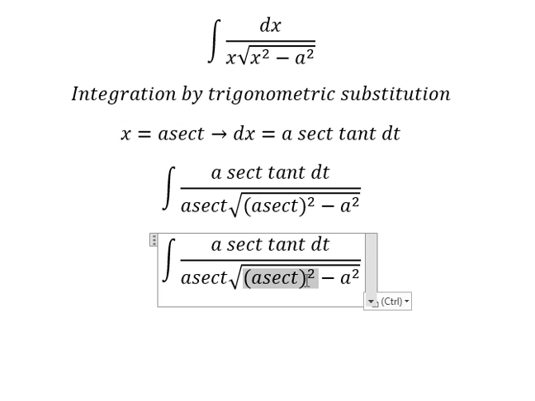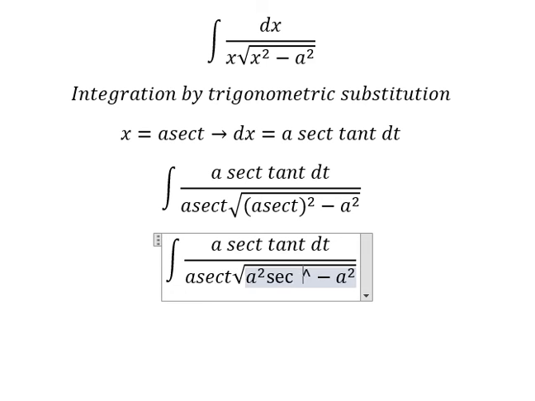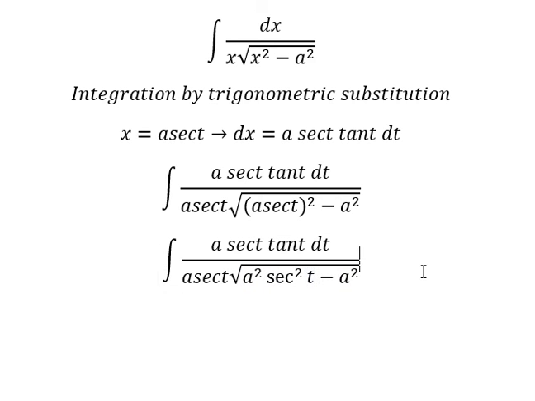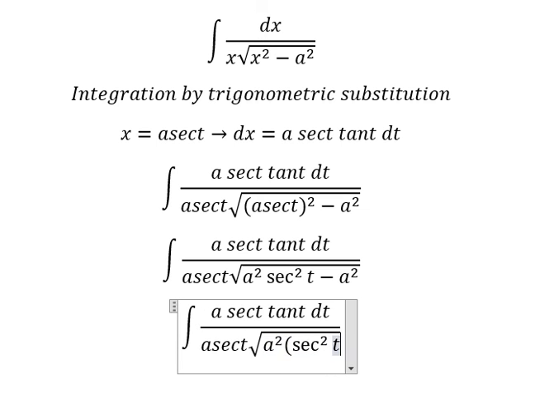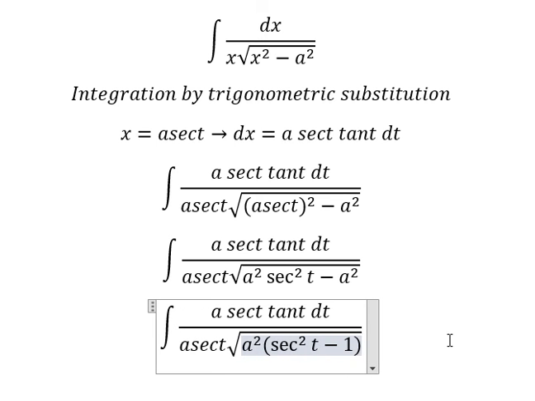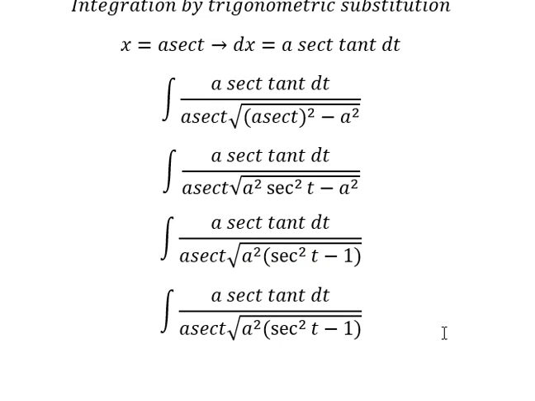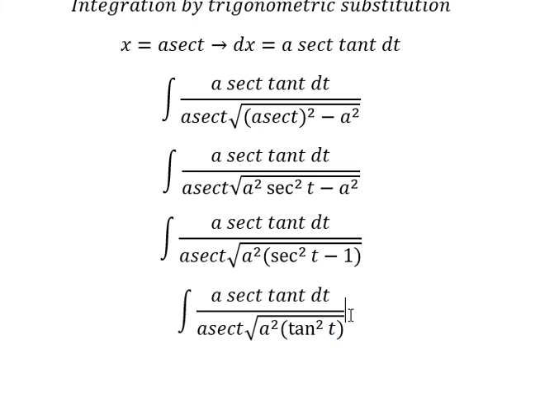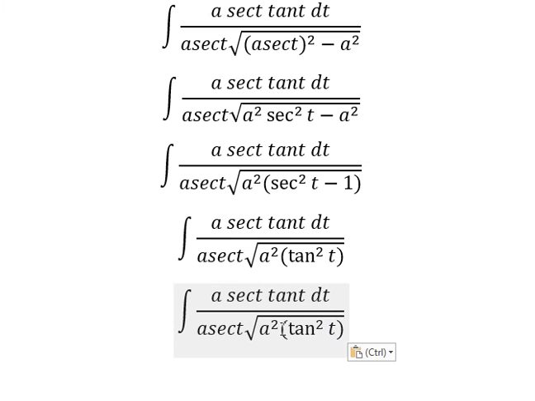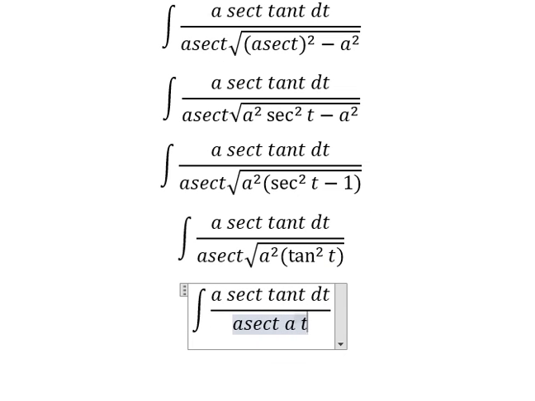This one you get a squared secant squared t. a squared we can factor out. This one you get tan squared t. The square root of this one you get a tan t.